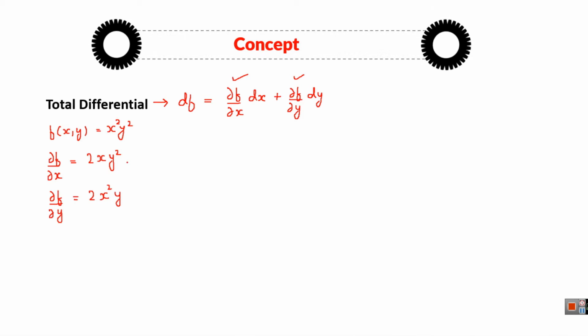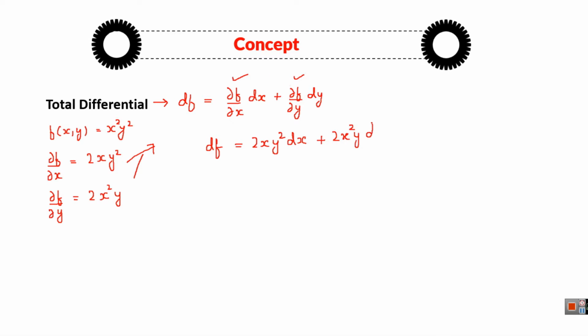Now we will put these values in the definition of total differential of some function f. So the total differential of our function, that is x square y square, I am writing f here, is given by the partial derivative of f with respect to x. Its value is 2xy square, so I am going to put this value here, that is 2xy square dx, plus now we have to put the value of the partial derivative of f with respect to y, that is 2x square y, so we write 2x square y dy. Now this is our total differential of that function x square y square.